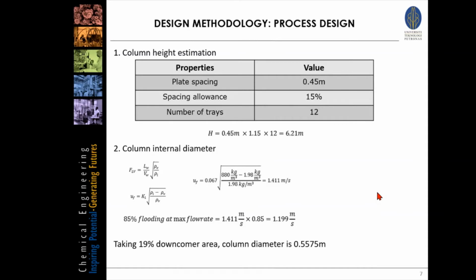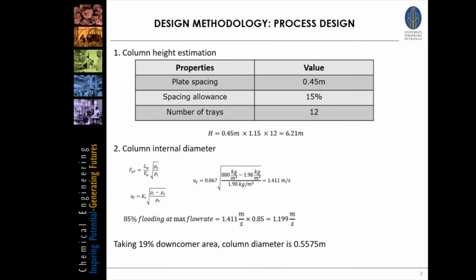Next is the column sizing, which involves the column height and the column internal diameter. So the standard plate spacing we took is 0.45 meters with a 15% space allowance, and the number of trays determined just now was 12. So plugging it into this equation, we can determine the height of the column, which is 6.21 meters.